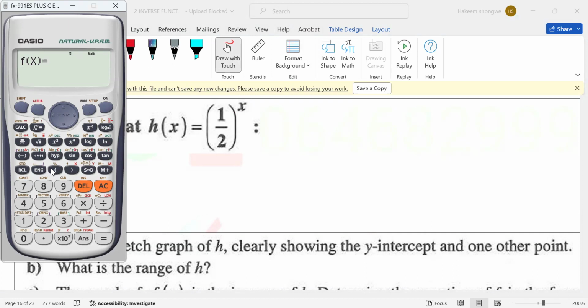We're going to have open bracket, 1 all over 2, close bracket, to the power, and then we say alpha x. You saw how we did it. And then we say equals. After the g of x, we don't write anything.